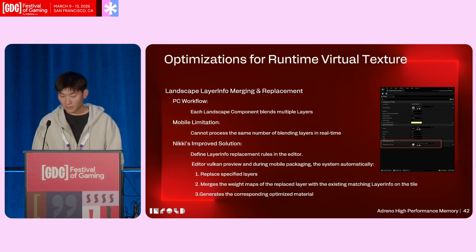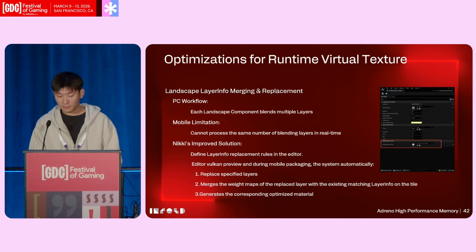In editor, you just need to set up the layer info replacement rules, like the red box. And then switch to mobile preview. You can see the replaced mobile landscape. During the packaging process, the system auto-replaces the marked layer info and merge maps, generates optimized mobile material all by itself.